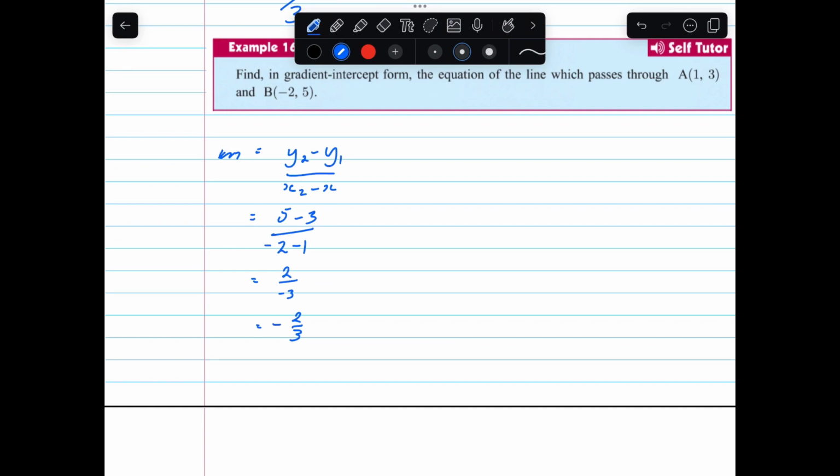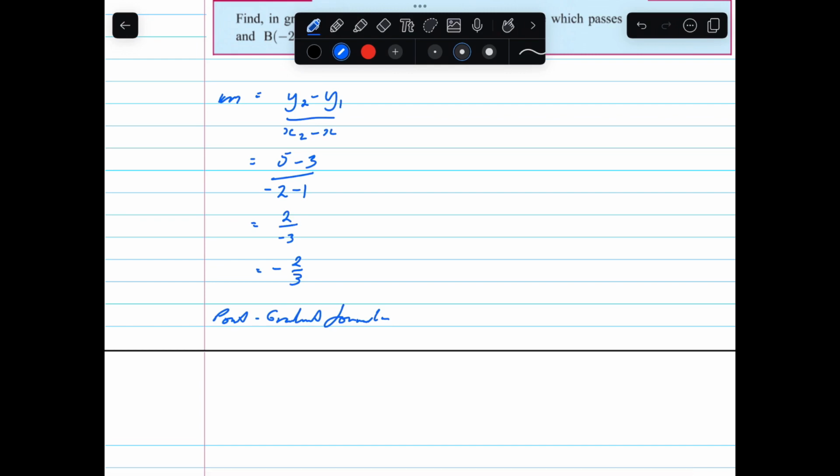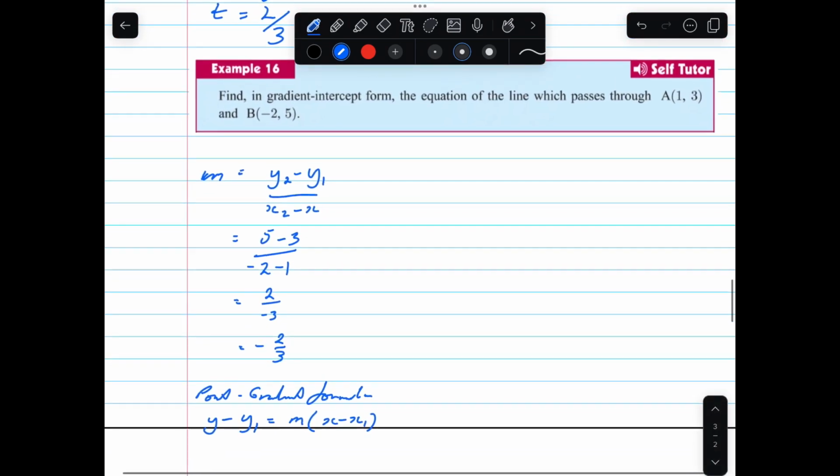Now to find the line, there's a few different ways we can go here. I can use the point-gradient formula, which would be y minus y1 equals m times x minus x1. We could use either point A or B for x1, y1, and I'm going to show you both. Start with point A.